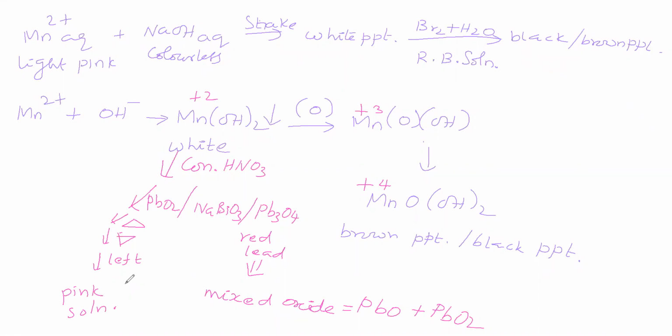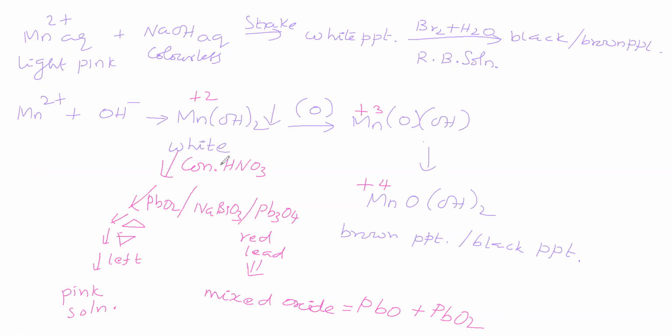So what is the reaction? This pink color or purple color or violet color we will get. In this case, what reaction takes place? Now, here Mn2+ is there. This is Mn(OH)2, white precipitate.